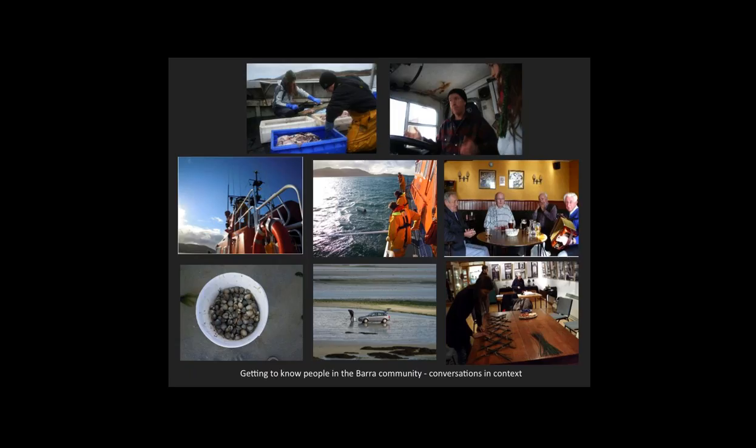For example, through a conversation with somebody from the Heritage Centre, I ended up being invited to give a workshop on how to weave St. Bridget's crosses, which was something I'd learned how to do in primary school, but which they haven't done on Barra for years. And in that way, I was able to have non-threatening conversations with people that maybe wouldn't otherwise have spoken to me.